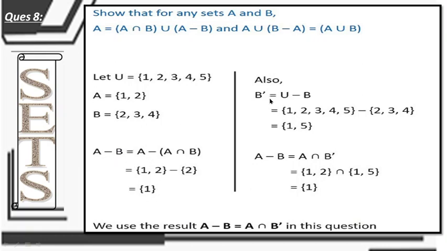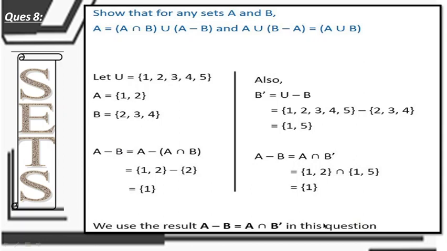This is 1. Also let's find out B complement. B complement means U minus B. This is {1, 5}. Now A minus B is equal to A intersection B complement. So A is the set {1, 2}, intersection B complement. B complement is {1, 5}. Now what is common in these two sets? 1, and they both are equal. So we can conclude that A minus B is equal to A intersection B complement in this question.